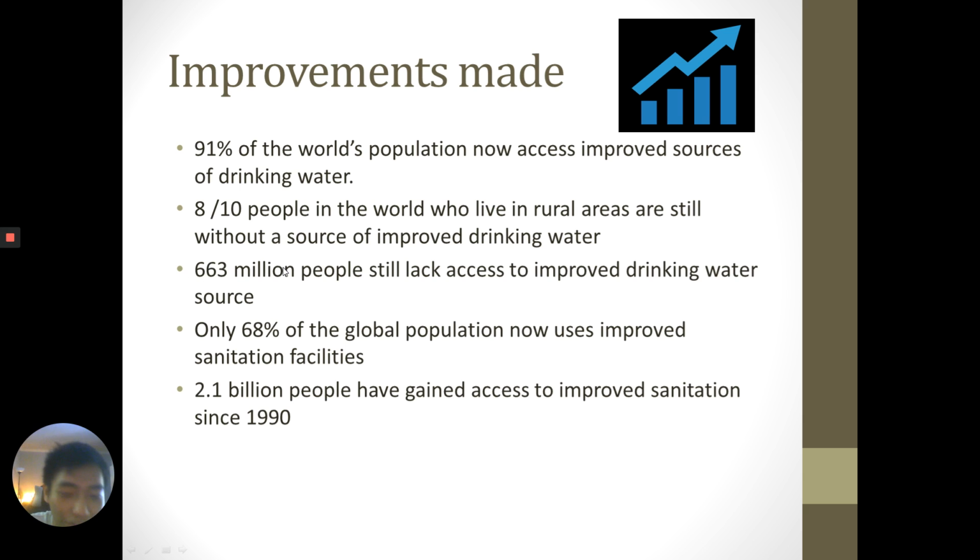And 663 million people still lack access to a drinking water source in the world right now. So 663 million people are still looking for ways to drink water, and we can help on that. And only 68% of the global population now uses improved sanitation facilities, which leaves 32% of the population without proper sanitation, which is huge considering how many people die from bacterial diseases led by unclean sanitation.